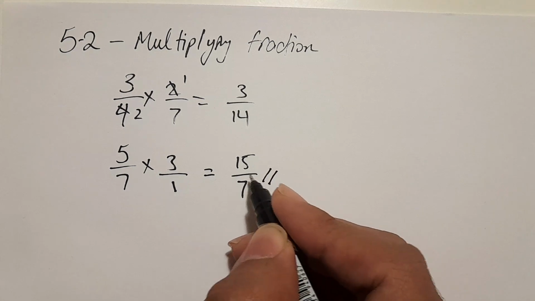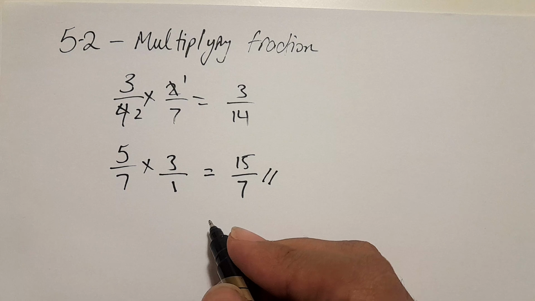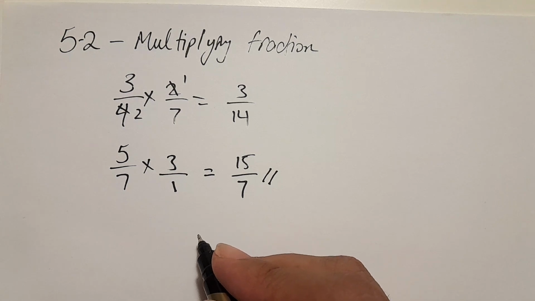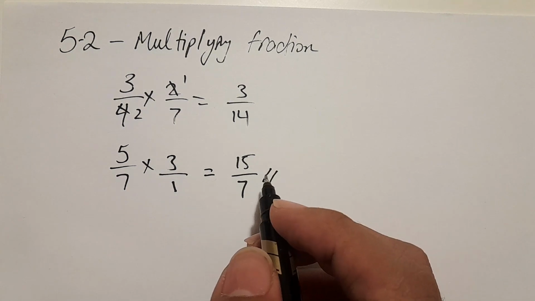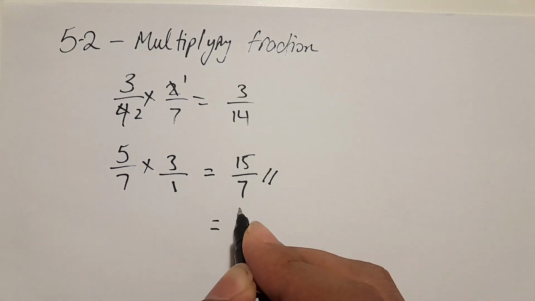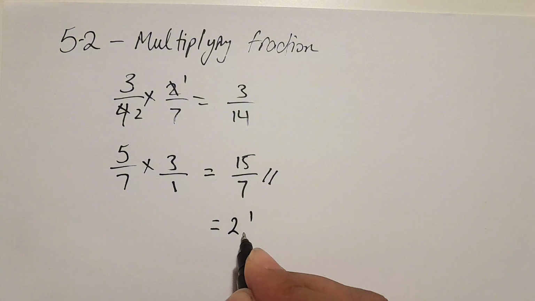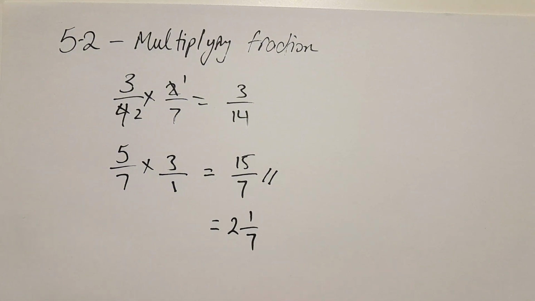But if the question states to write this as a mixed fraction, then you have to write this as a mixed fraction. You can do it like this, or as a mixed fraction if the question states. So if the question states mixed fraction, you will write 2 and 1 over 7. 7 twos are 14, 14 plus 1 is 15.